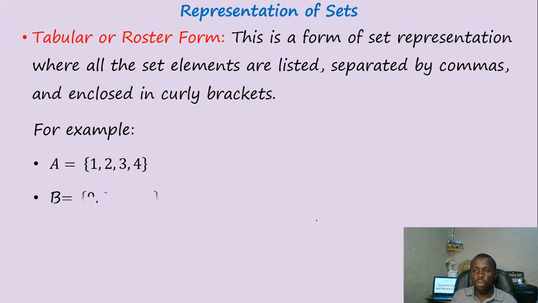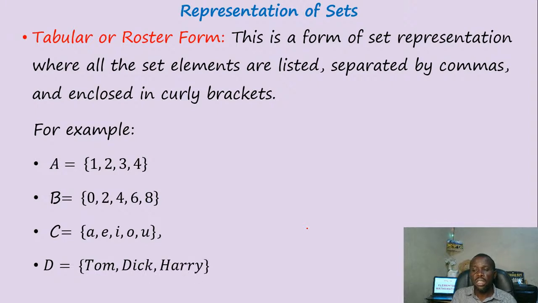Let's look at another example. B equals 0, 2, 4, 6. This is the set of even numbers from 0 to 8, or less than or equal to 8. So we wrote all the elements out, and then we put commas there. Now, this one is for vowel letters: A, E, I, O, U. There are 5 of them, and we put them inside the curly bracket. Another one is D, let's say a group of friends. For this group of friends, we have Tom, Dick, and Harry.